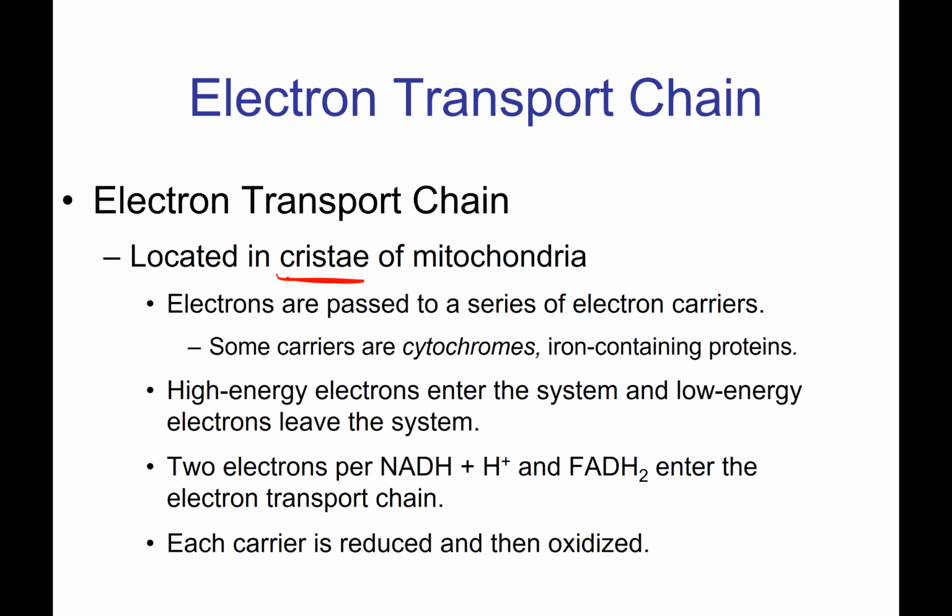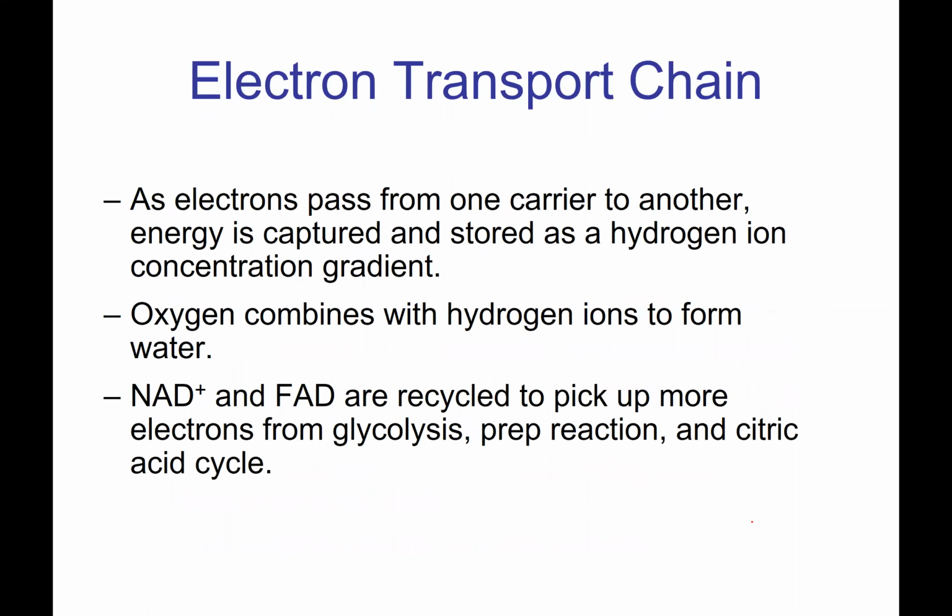Electrons are passed through a series of electron carriers. You don't have to know that they're cytochromes. And these electrons are going to enter the system and leave the system. And when they do, we'll see an influx of hydrogen ions that's then going to go create ATP. So that's basically what's all going to happen.